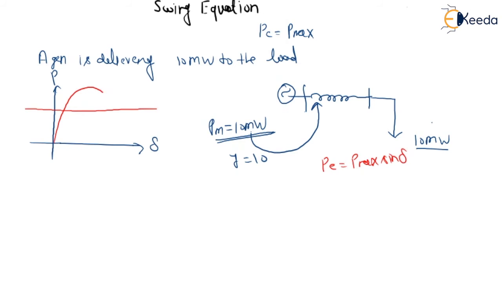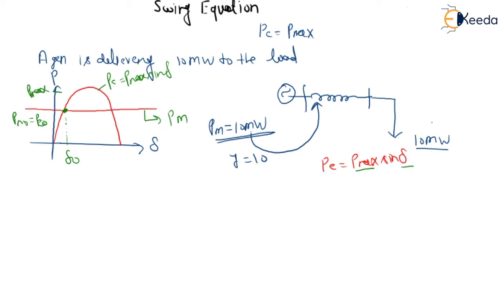So this is the graph of PE is equal to P max sine delta, and this is the graph of PM, meaning at any point the two values are the same. Let us assume this is P max, and at this point P naught is equal to PE naught, where naught means initial, and our angle is delta naught. So PM naught is equal to PE naught. Wherever the mechanical input equals the electrical output, that will be the stable point.